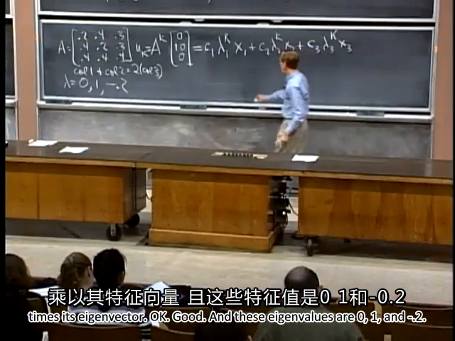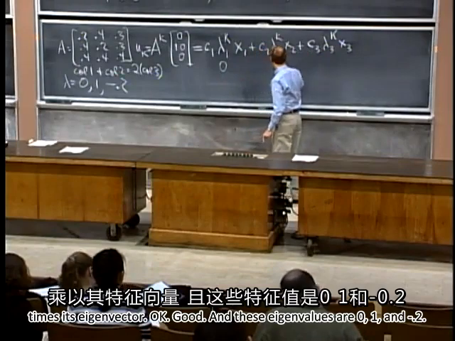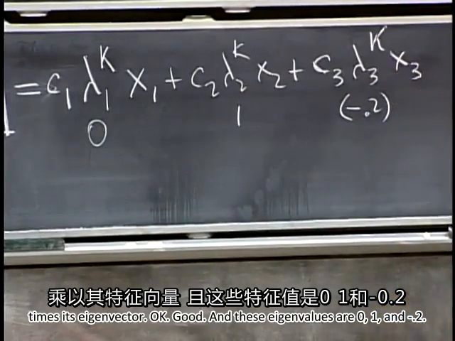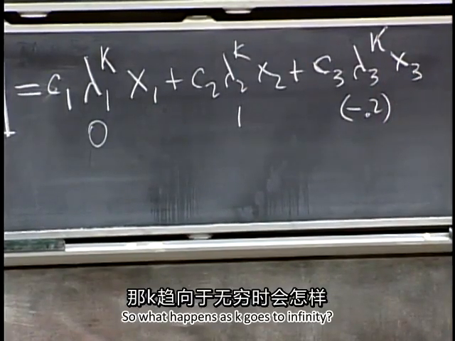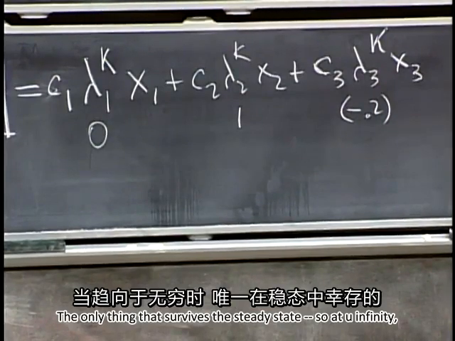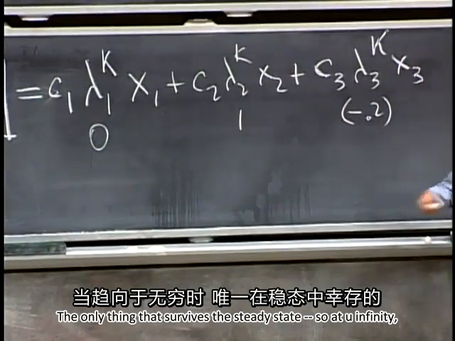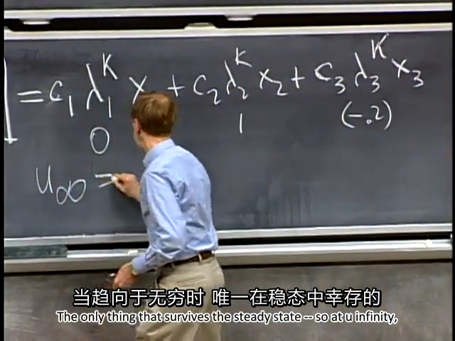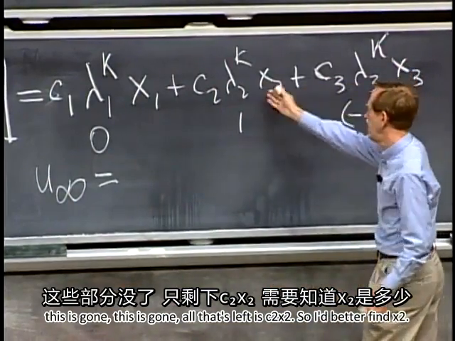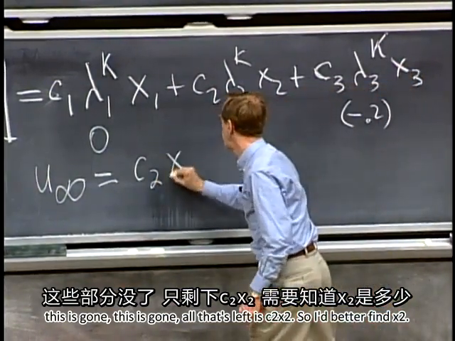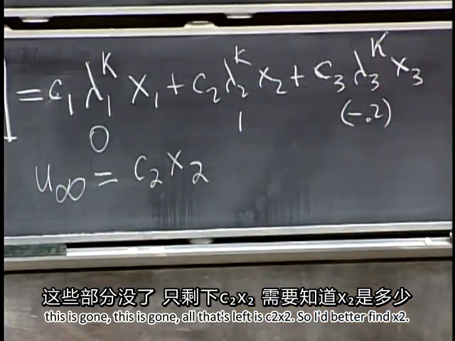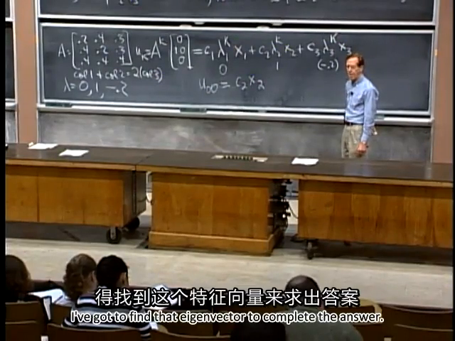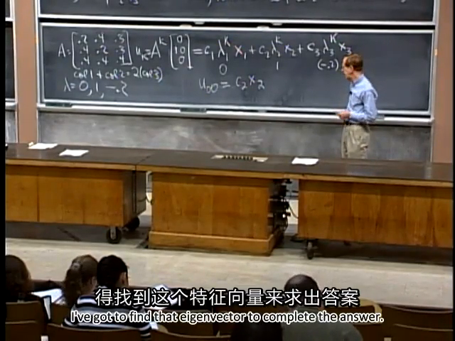And these eigenvalues are 0, 1, and minus 0.2. So what happens as k goes to infinity? The only thing that survives is the steady state, so at u infinity, this is gone, this is gone. All that's left is c2 x2. So I better find x2. I've got to find that eigenvector to complete the answer.